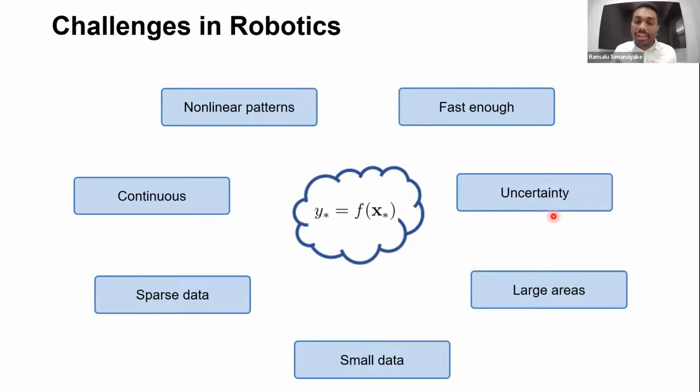And I already highlighted the importance of uncertainty in robotics, but just because we want uncertainty, it's hard to use a technique like Gaussian processes in practice, because even if we use the fastest versions of Gaussian processes, they are not fast enough. Right? That's why we really need to think about how to develop a function F that can actually tackle some of these challenges and have the necessary properties.